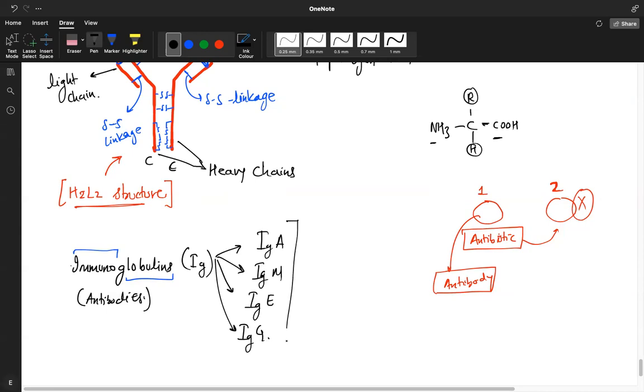So these are some of the antibodies that humans have: IgA, IgM. So it's also called immunoglobulin A, M, E, and G. You can remember it as MEGA.